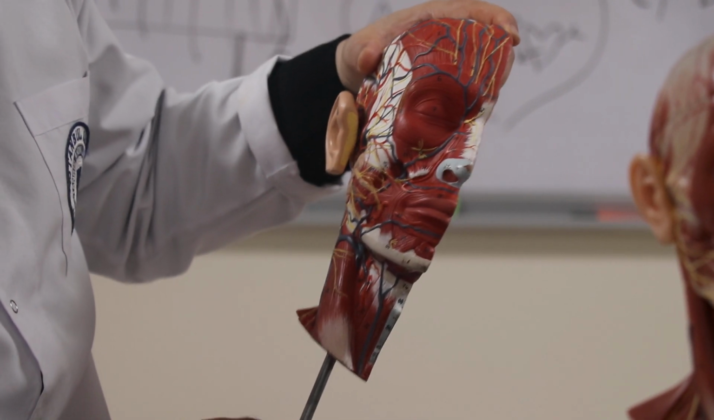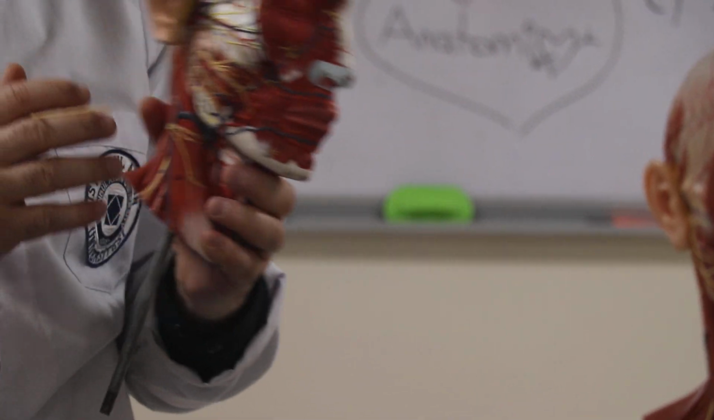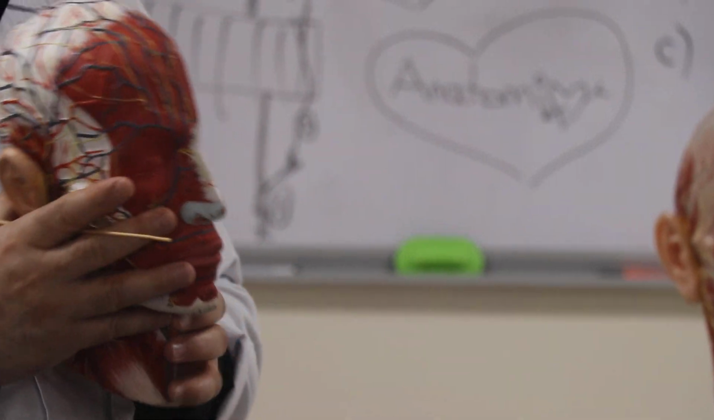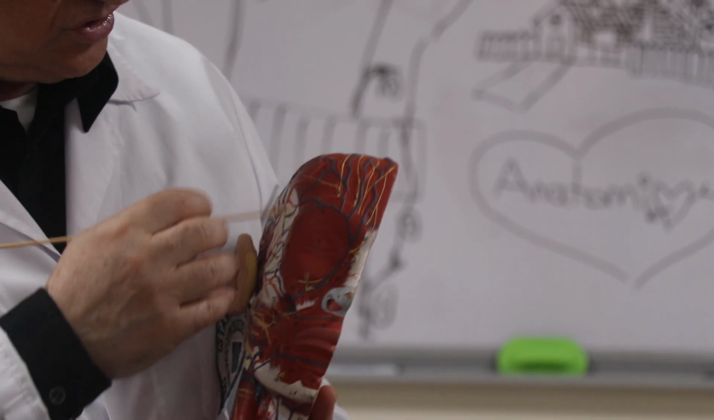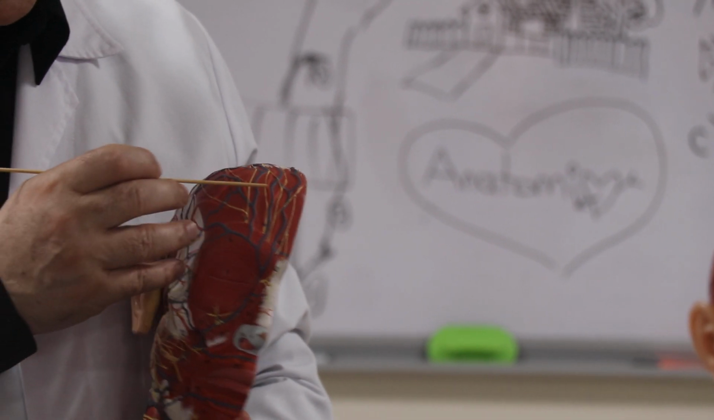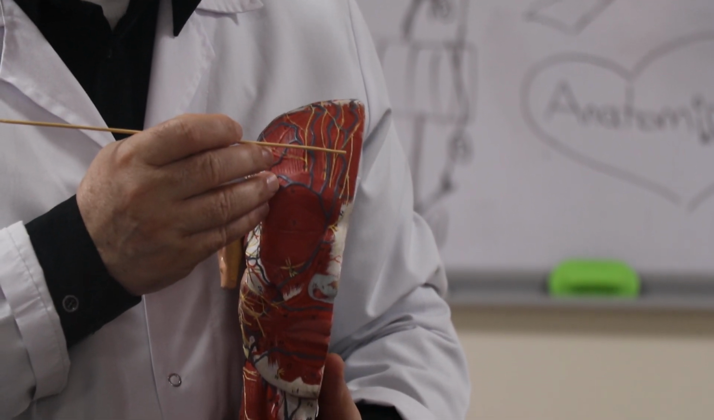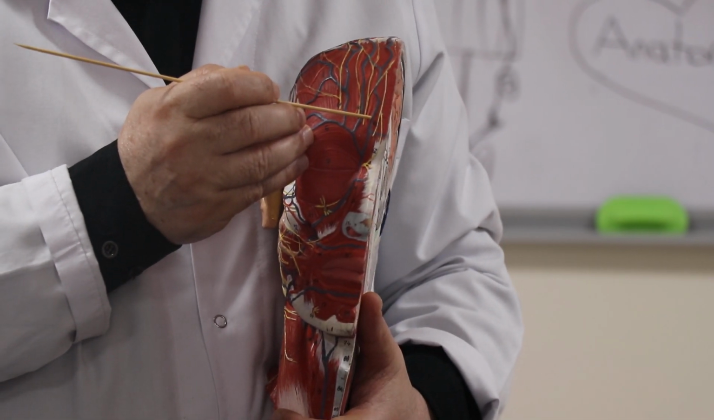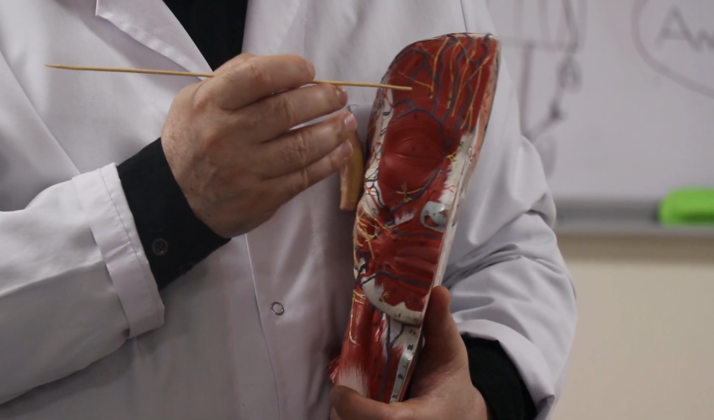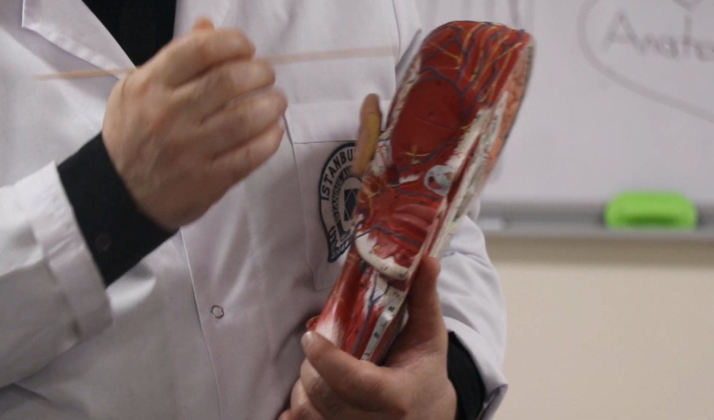Okay, let's look at the venous drainage first, and we're going to look at the danger triangle. Starting from here, we have the supratrochlear vein and the supraorbital vein that drain the forehead area.